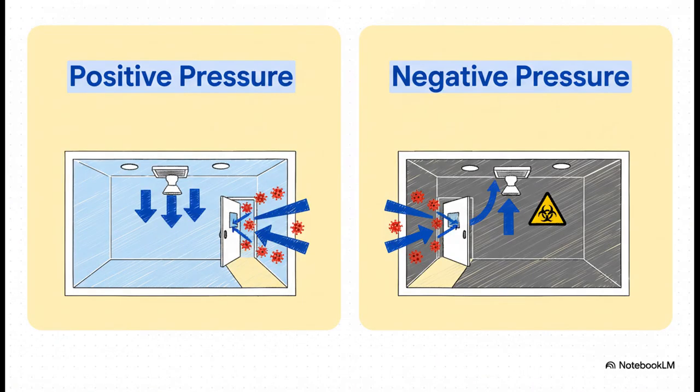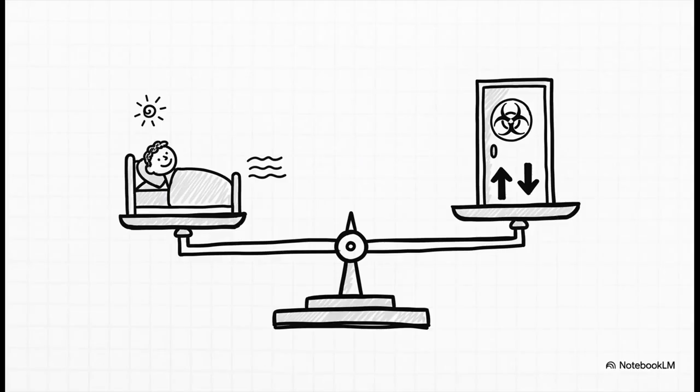This concept of pressure control is absolutely fundamental. Let's break it down. Think of positive pressure, like in an operating theater, as creating an invisible protective bubble. When you open the door, air rushes out, pushing any potential contaminants away from the patient. Negative pressure, which you'd find in a lab, does the complete opposite. It's like a gentle vacuum, pulling air into the room so that nothing hazardous can escape. It contains the threat.